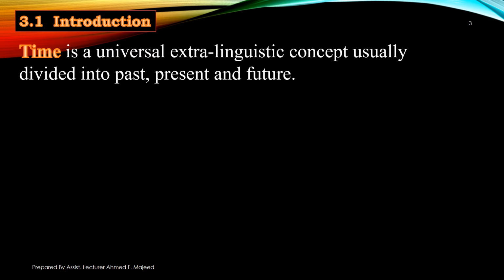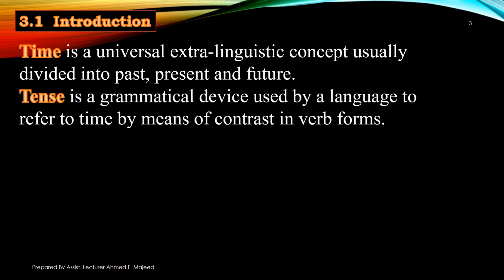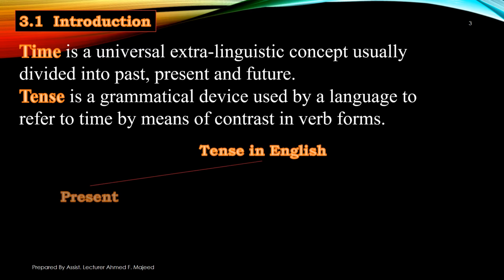Time is a universal extra-linguistic concept, usually divided into past, present, and future, while on the other hand, tense is a grammatical device used by a language to refer to time by means of contrast and verb forms. So just to make this clear, tense in English is either present or past.